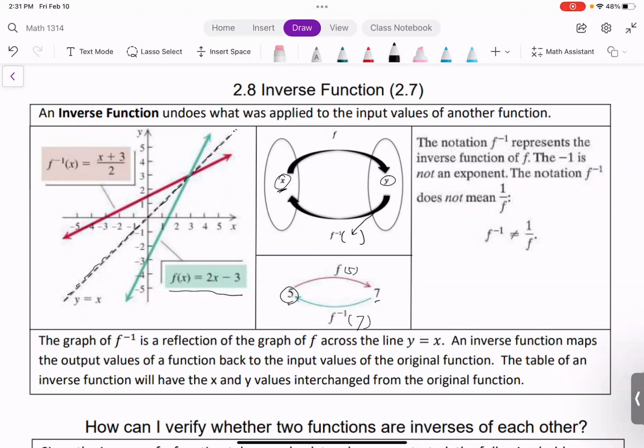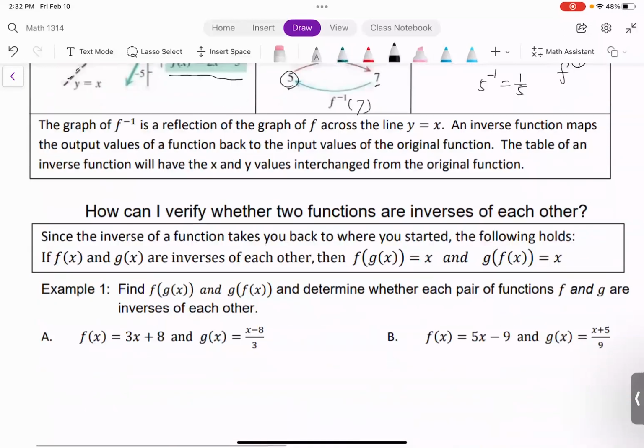The notation for the inverse of the function f, we write it down like this. The -1 is not an exponent. The notation doesn't mean 1 over f. We have learned that if I have 5 to the -1, that's 1 over 5. But now if I have a function, here the notation doesn't mean 1 over f. That's the inverse function of the function f.